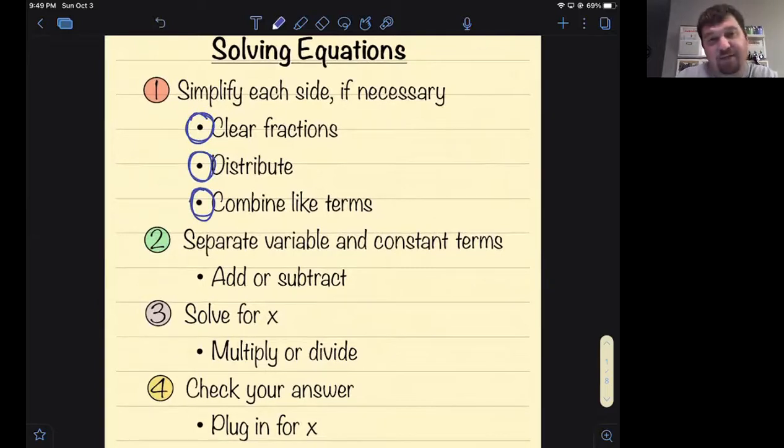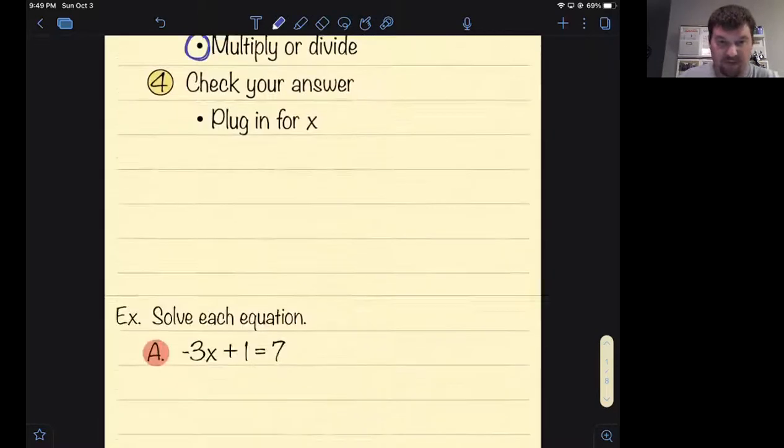And then after I simplify each side, I'm going to separate my variable term onto one side, my constant term onto the other side. I do that using addition and subtraction. And then if I have a coefficient with my x term, my variable term, if it's, for example, 3x, 5x, negative 2x, I'm going to divide or multiply to get rid of that number. And then step 4 is to plug my answer back in and check to see that it works. So let's go ahead and get started.